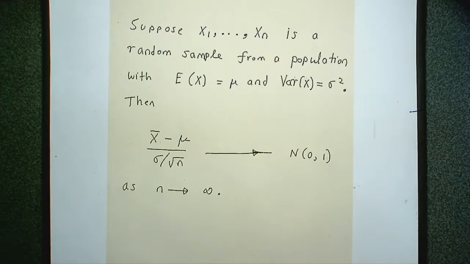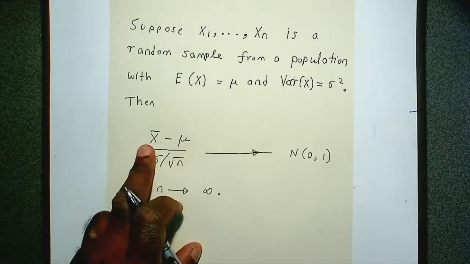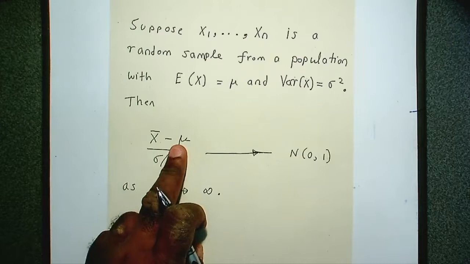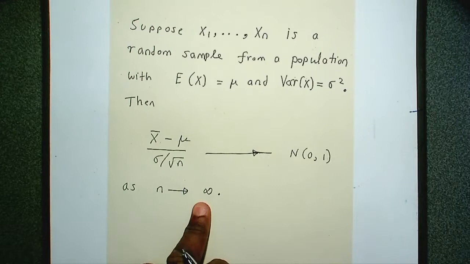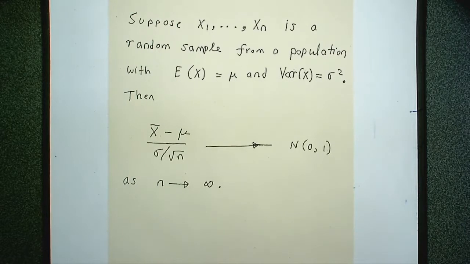The central limit theorem says the following, that this guy here, x bar, the sample mean, minus the population mean, divided by this, approaches the standard normal variable as n approaches infinity. So this is known as the central limit theorem.